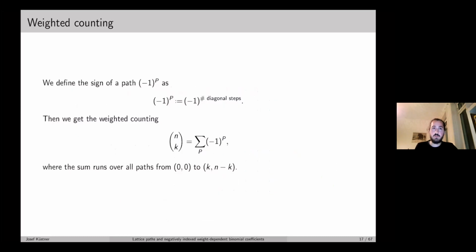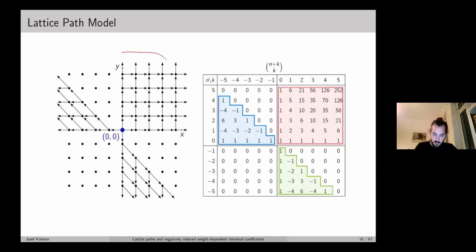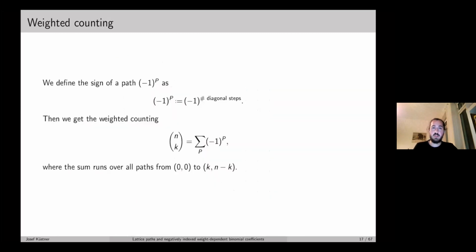And we can also deal with the signs. So we define the sign of a path now as the number of diagonal steps that we take. So in the positive region, again, here, there will never be a diagonal step. So the sign will always be positive.